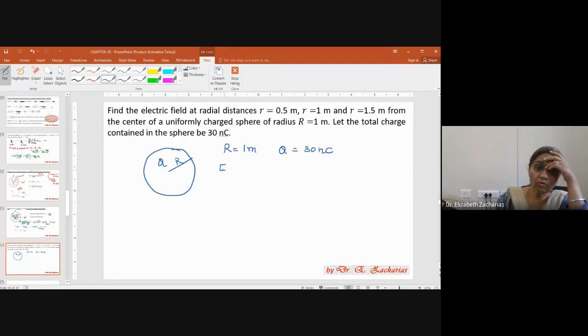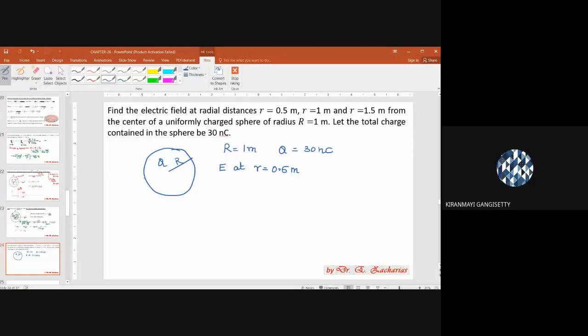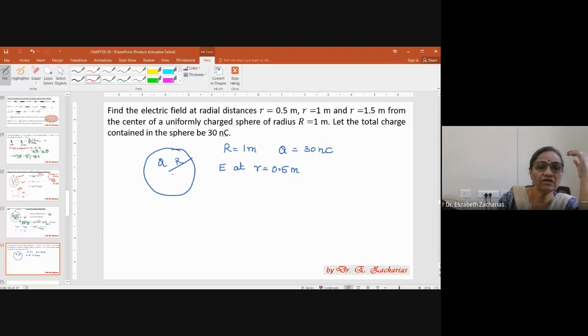First you have to find out what is the electric field at r equal to 0.5 meter. So where is 0.5 meter? Is it inside or outside? Small r equal to 0.5 meters. It is inside. Okay, so let me use another color. So this is my small r. This means that point P will be able to sense only the charge lying inside this red dotted line, and let the charge be some q prime.